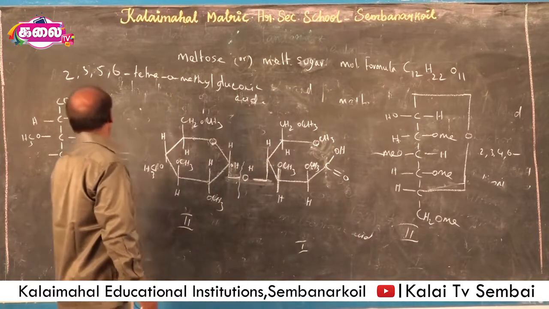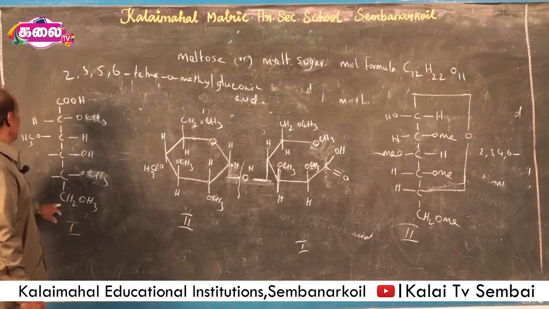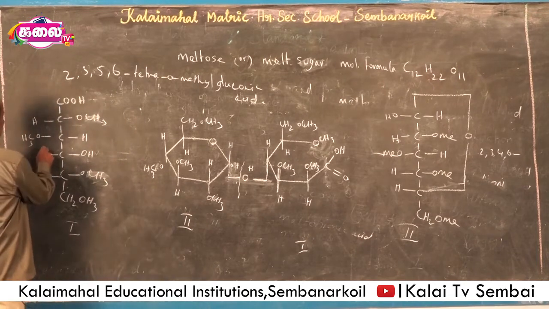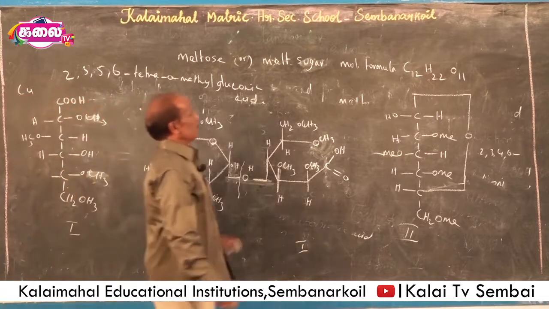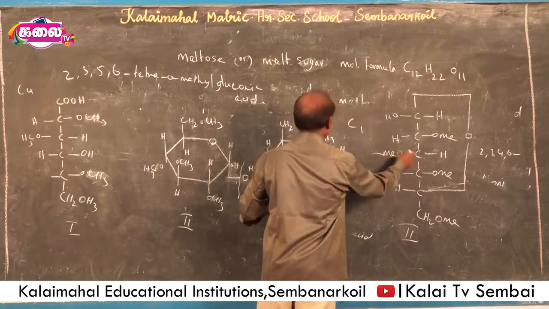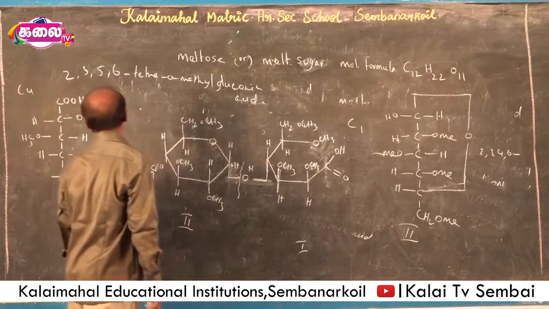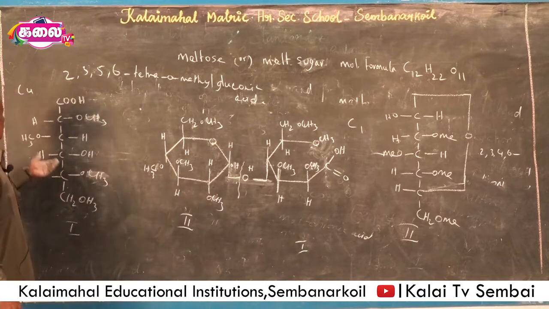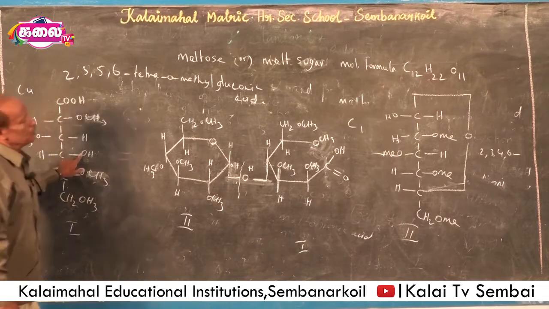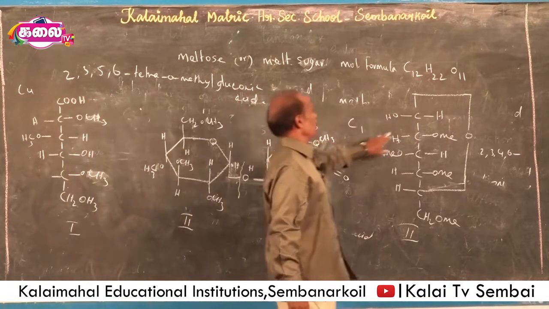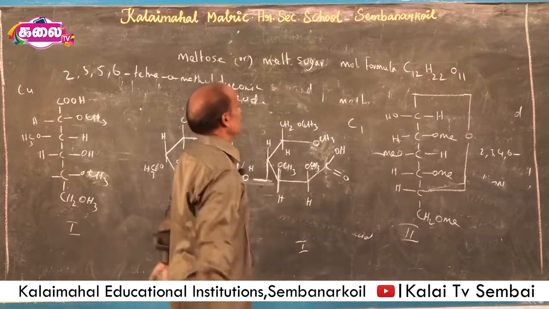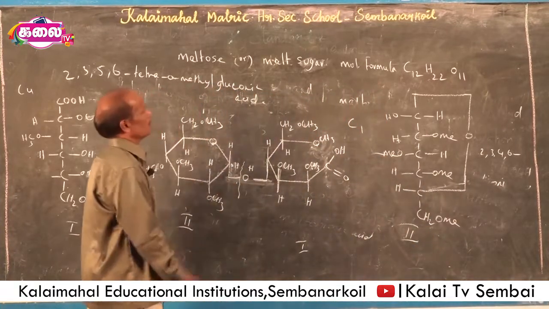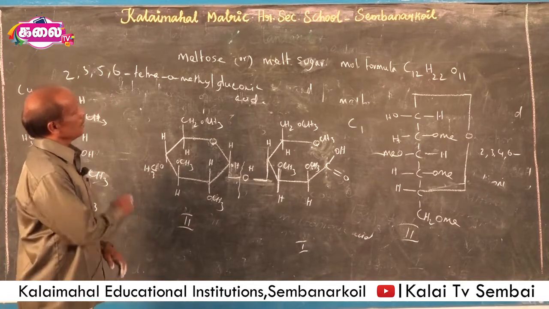So in structure 1, carbon 4, and in structure 2, carbon 1, have hydroxyl groups. In structure 1, carbon number 4 has a hydroxyl group. In structure 2, carbon number 1 has a hydroxyl group. So these two units are linked through these carbon atoms via oxygen by losing a water molecule.